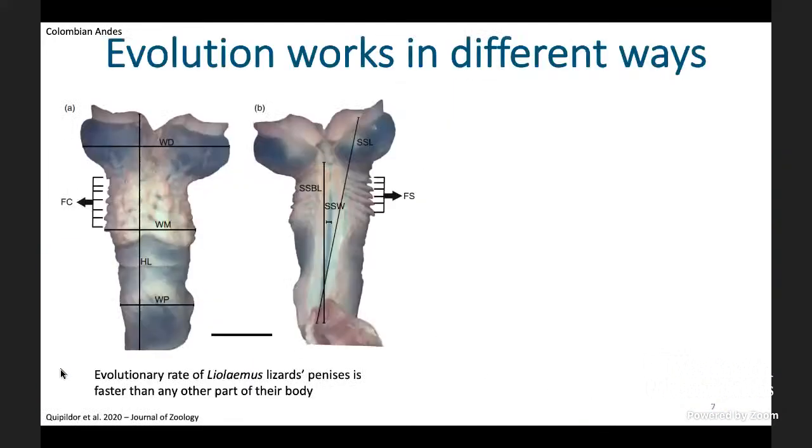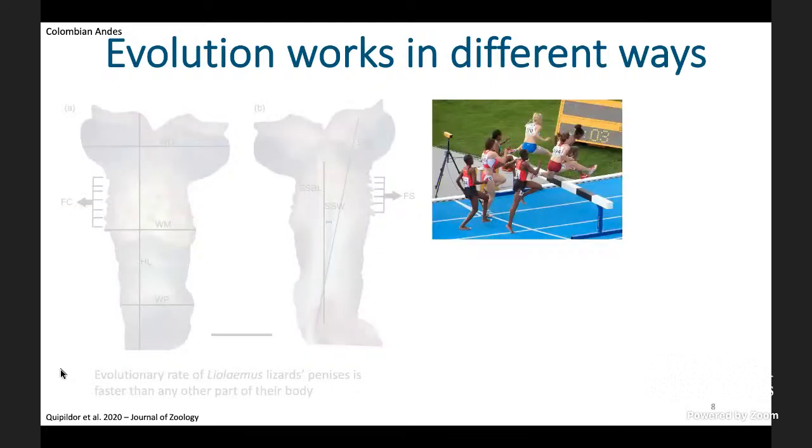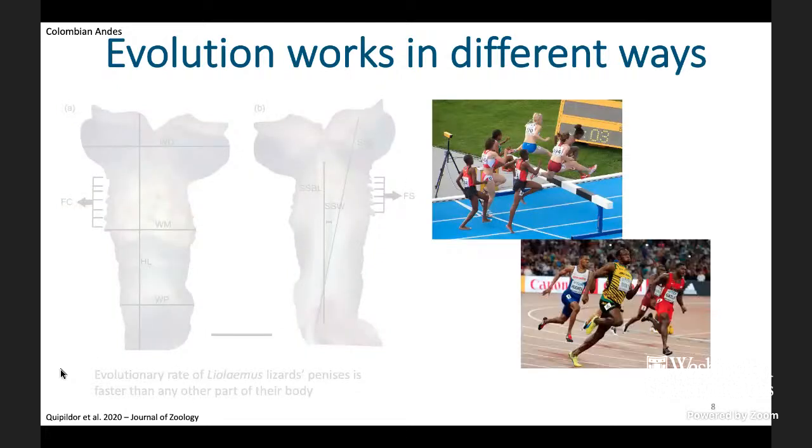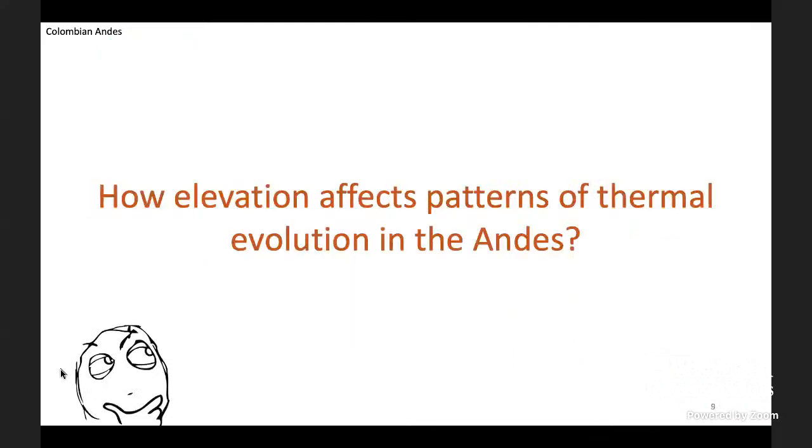Okay. First, as we know, evolution occurs unevenly. This means that some characters, some features, evolve faster than others. This is an example of that: the hemipenises in anole lizards. This research said that the hemipenises evolve way faster compared to any other trait of their morphology. So there are some factors that make evolution occur slowly, but there are others that make evolution occur fast. And this is how my research question goes: how elevation may affect the evolution of thermal physiology.